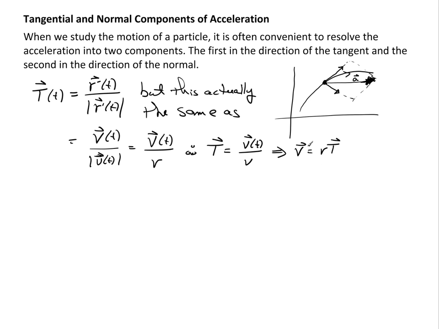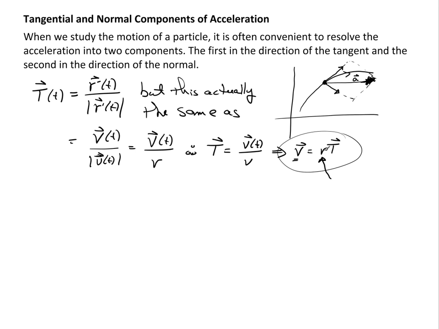If you stare at this for a second and try to wrap your mind around what it's saying, it actually makes a lot of sense, because v is the magnitude of the velocity. So if I take the magnitude of the velocity and multiply it by a unit vector that's going in the same direction as the velocity, then that is the velocity vector. So that should actually make sense. That result shouldn't really be much of a surprise.